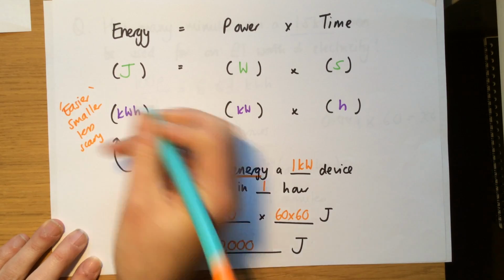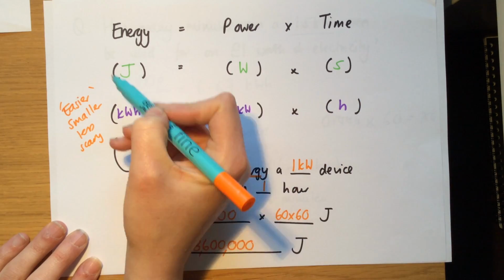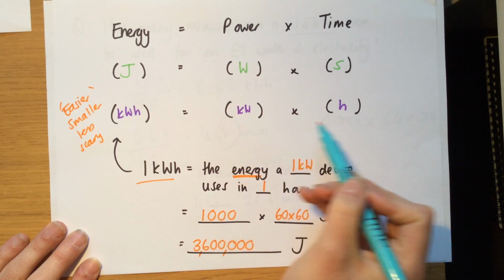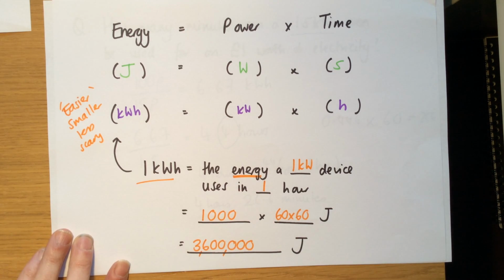And all it is is the same equation as normal, energy equals power times time, but instead of using watts and seconds to give us energy in joules, it uses kilowatts and hours to give us energy in kilowatt hours, 1 kilowatt hour being the energy a 1 kilowatt device uses in 1 hour, and equal to 3,600,000 joules.